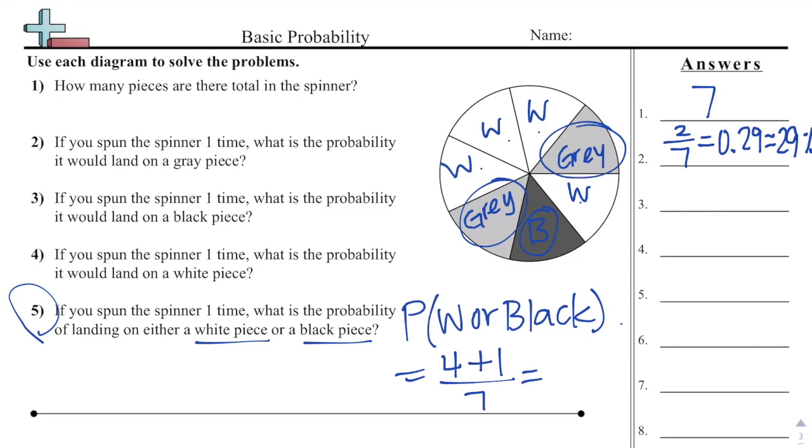So you want to do the math in this sense if you want one or the other on the same spin, on the same event. You want to get either white or black, and that will make you happy. You want to add those two. So what's 4 plus 1, which is 5 over 7. So number 5 would be 5 over 7. Try to change it to a decimal, then to a percent, and it's 0.71, or it's about 71%.